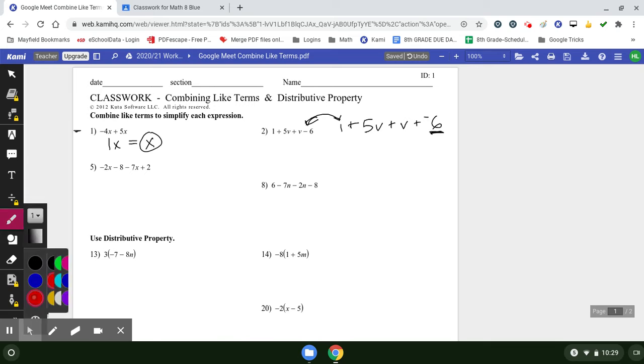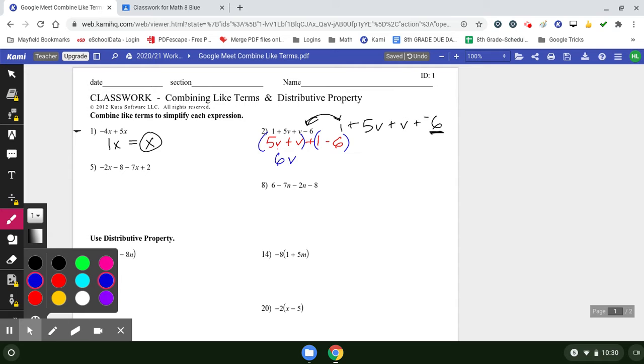So when I combine, this time I'm going to rewrite this. I am going to rewrite 5v plus v plus 1 minus 6. And I'm going to combine the like terms, which is 5v plus v and 1 minus 6. That gives me 6v plus negative 5, or I can also write that as 6v minus 5. So that's completely simplified. And remember, apples and oranges, I can't combine them. One has a variable, one does not.